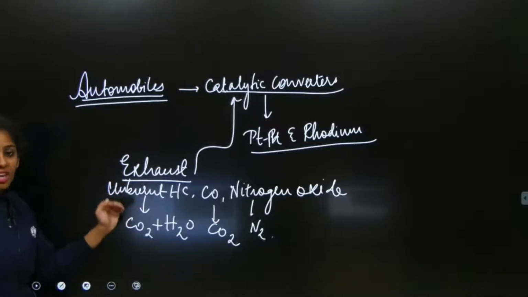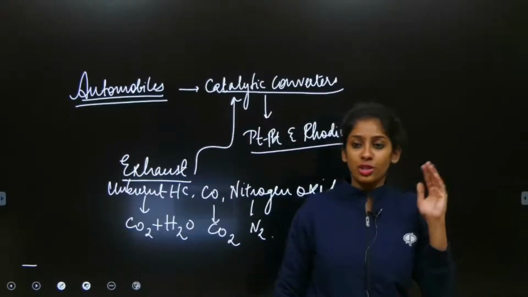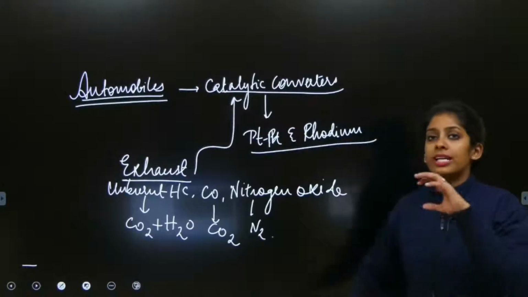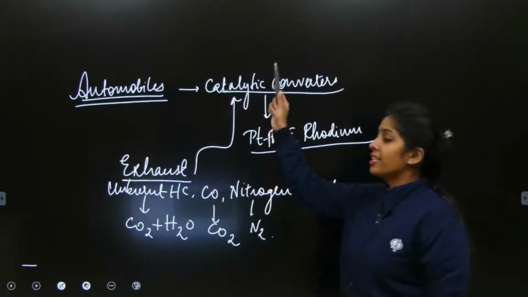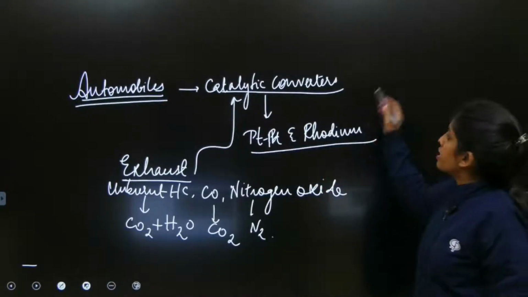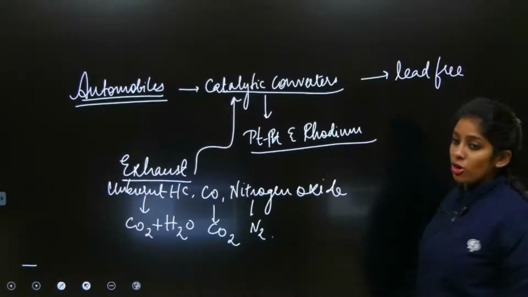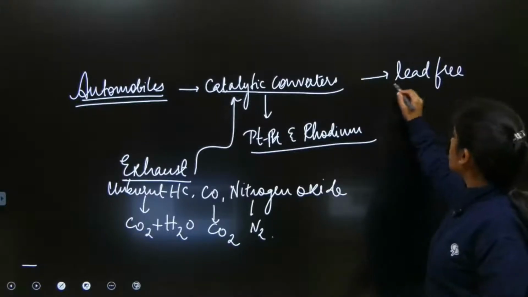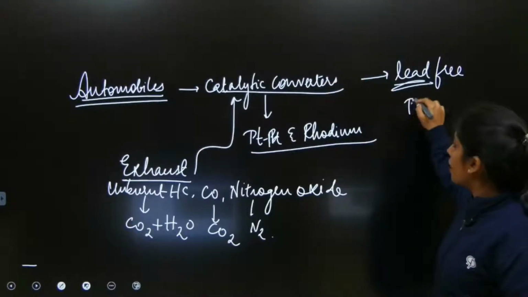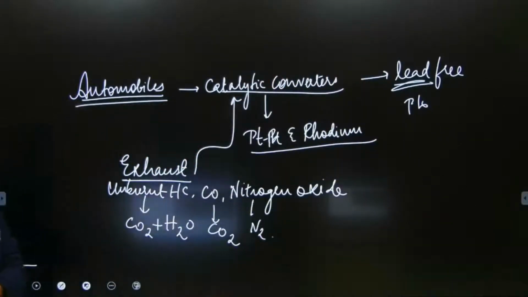So rather than releasing unburnt hydrocarbon, carbon monoxide, and nitrogen oxide into the atmosphere, when they are converted into a simpler, harmless form, that reduces your pollution. That is the role of your catalytic converters. When you're using catalytic converters, make sure you use lead-free fuel, either diesel or petrol. That should be lead-free, because lead inactivates your catalyst. Okay, Pb is your lead, so you should not use that because it inactivates your catalytic converters.